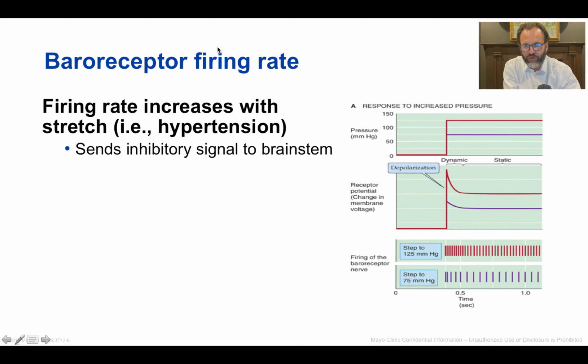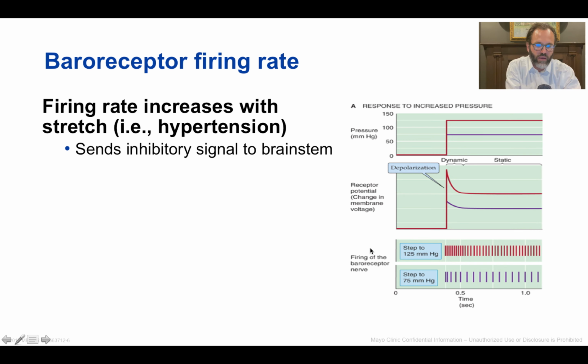Now, when we look at baroreceptor firing rate, it is interesting because firing rate increases with increases in stretch, or for example, in hypertension. So, like most nerves, you don't have activation of a sensory fiber and then a reduction in firing rate. So here, this is no different. When you have activation or stretch of the baroreceptor fibers, what you have is an increase in firing rate. So by default, that has to send an inhibitory signal to the brainstem. And that inhibitory signal will then reduce autonomic nervous system outflow and subsequently aim to reduce blood pressure back down to normal levels.